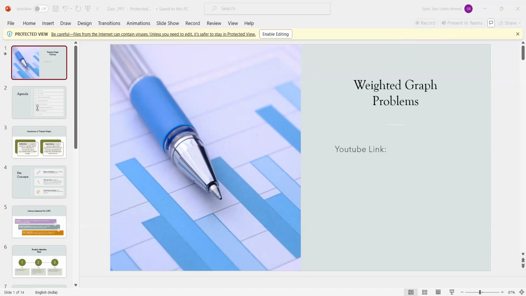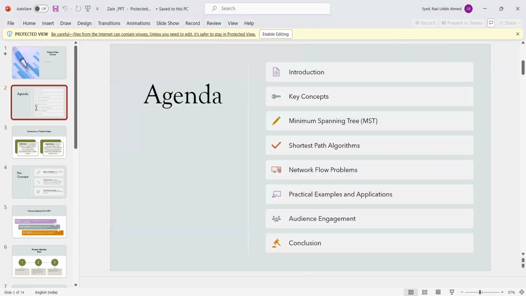So the first slide, where we go through the introduction, key concepts, minimum spanning tree, shortest path algorithms, network flow problems, practical examples and applications, and in the last, we have audience engagement and conclusion.